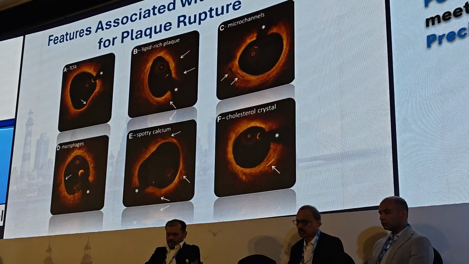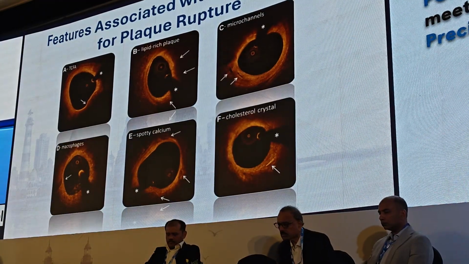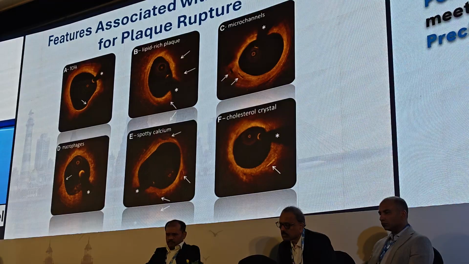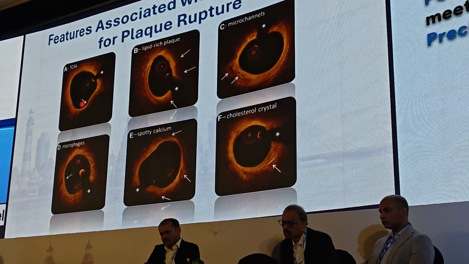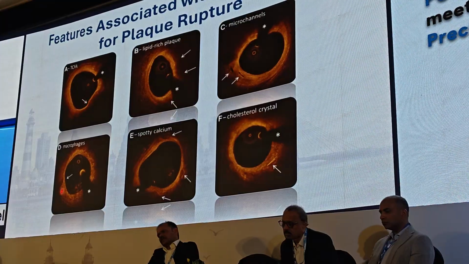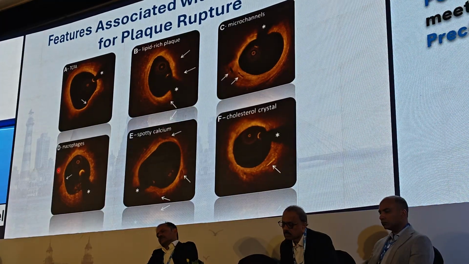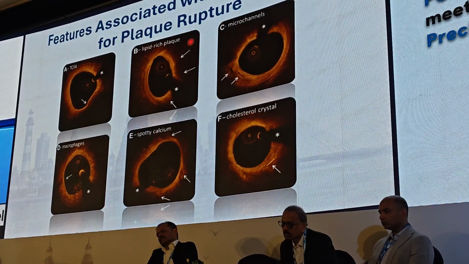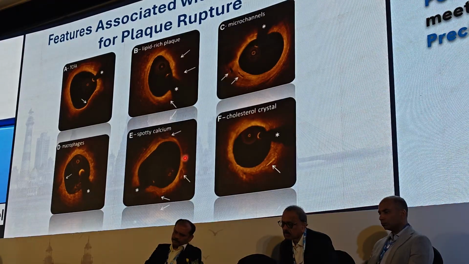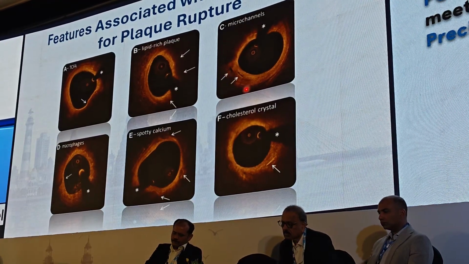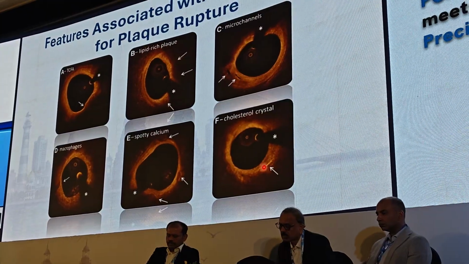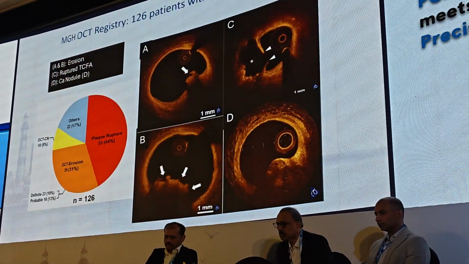And we can see all of these with OCT. Here are some features that are associated with plaque vulnerability and plaque rupture. So that's a thin-capped fibrillar atheroma, little macrophages with the shadowing, big lipid-rich plaque, spotty calcification, microchannels or vasa vasorum, and cholesterol crystals.